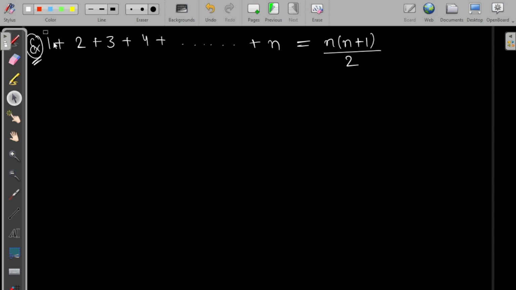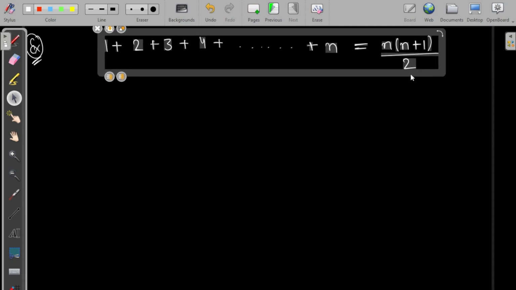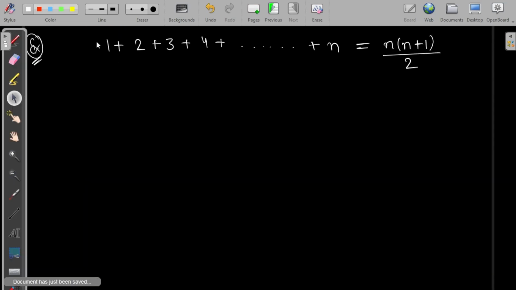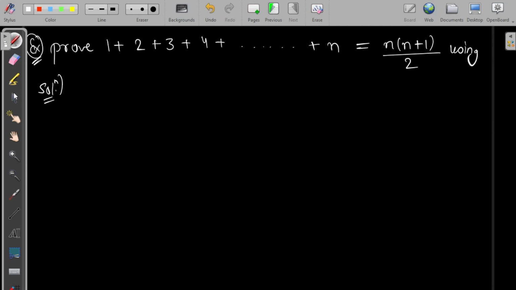Let's see. So the question is to prove this statement using PMI. PMI here stands for Principle of Mathematical Induction. So what is the first step? First step is to prove that it is true for n equal to 1. Or let's check for the base value.